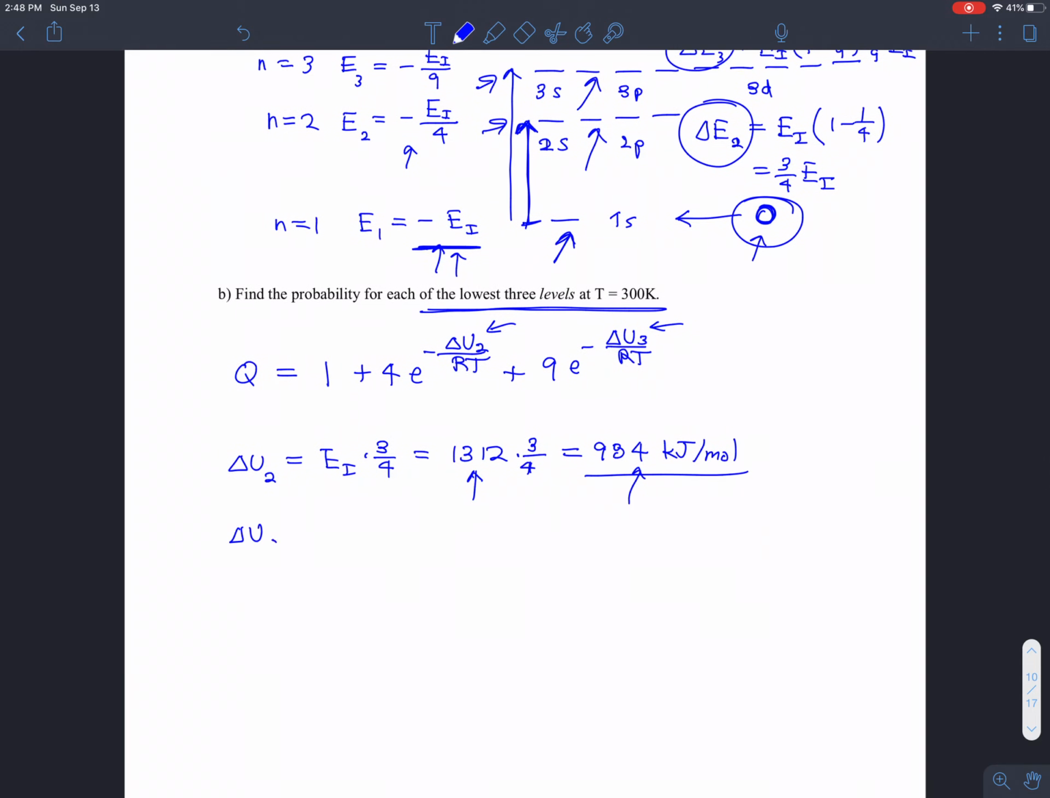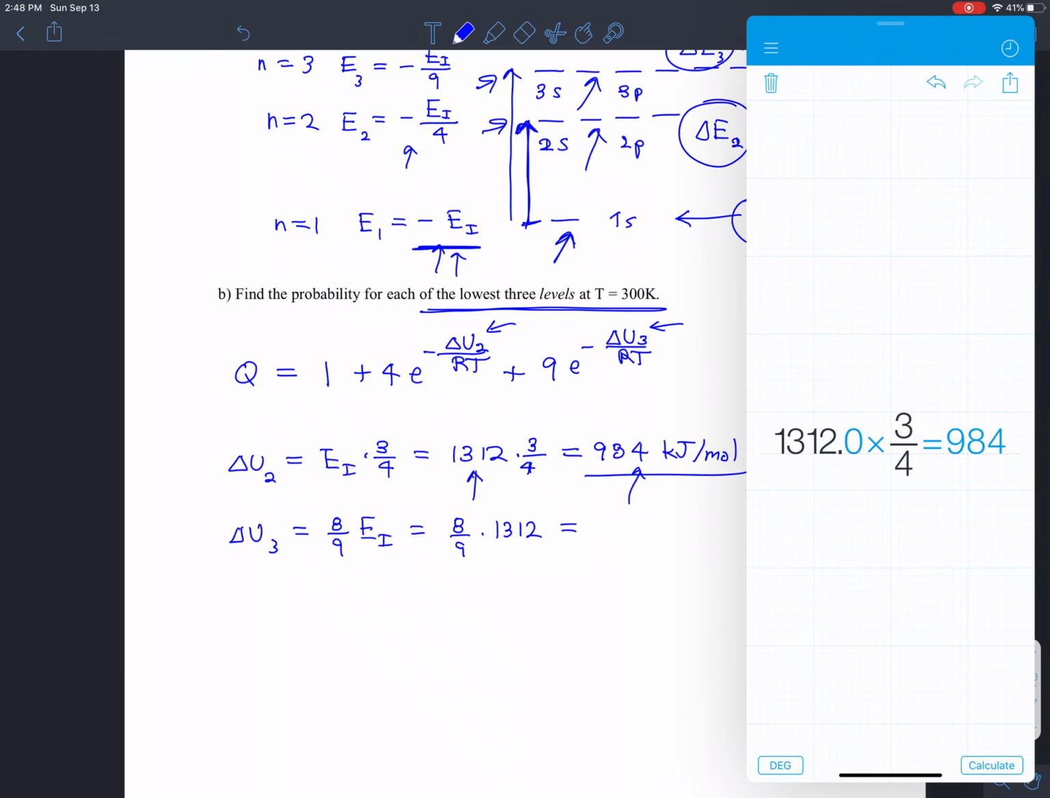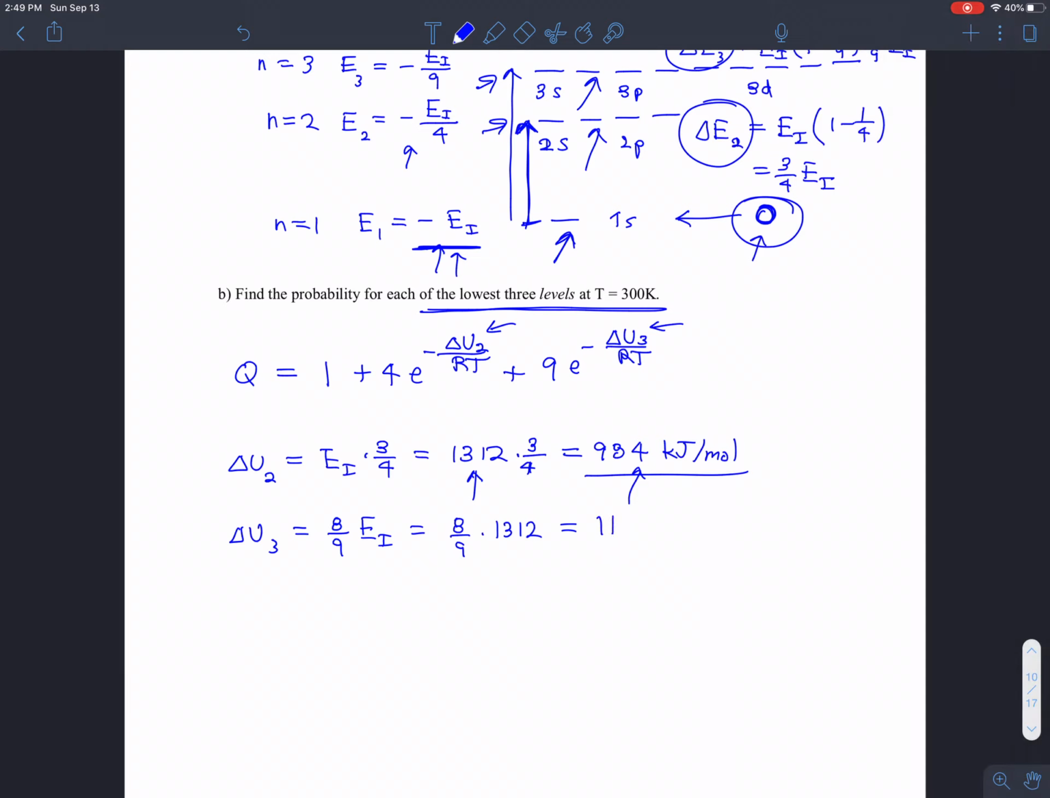Delta U sub 3 is then equal to 8/9 times E sub I, and that's 8/9 times 1312, and that is equal to 1166.2. Let me see, did I do that right? I think I did, yes. Yeah, 1166.2 kilojoules per mole.